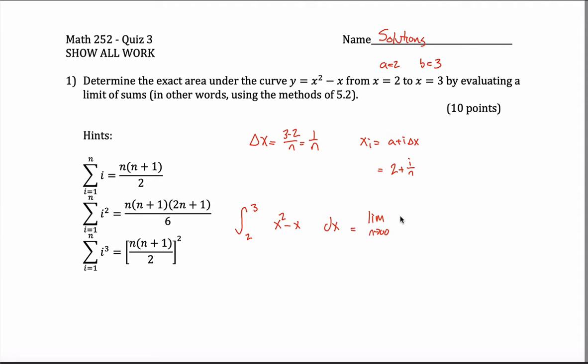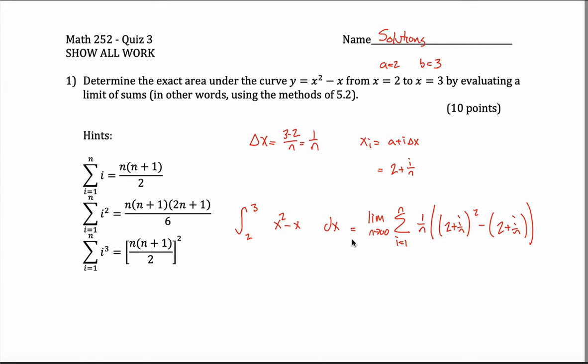And Rn is the sum from i equals 1 to n of all these different rectangles. The areas of the rectangles are delta x times the height of the rectangles, which is f of xi. So delta x times f of this guy. Since f of x is x squared minus x, what I can do is take this guy, 2 plus i over n, and square that, and then subtract 2 plus i over n. Maybe you can kind of see the x squared here minus the x here.